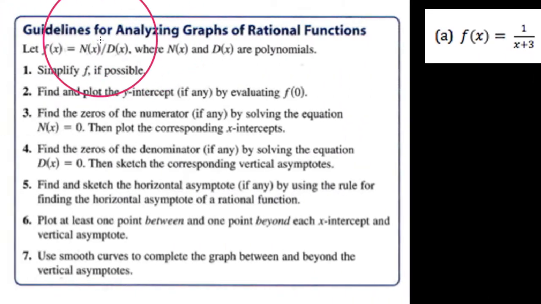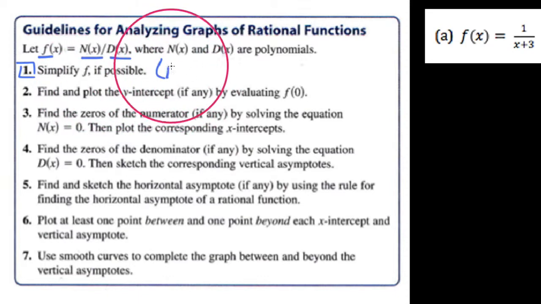So what I've got here are guidelines for doing this. It's a series of steps that we go through basically every time we graph a rational function, but we say again, any rational function is some f of x where we have some numerator over some denominator, okay? And these are just polynomials. So step one, and this is actually kind of an important one, it's going to be boring for this video because nothing simplifies. They give us easy rational functions, but always simplify f if possible.